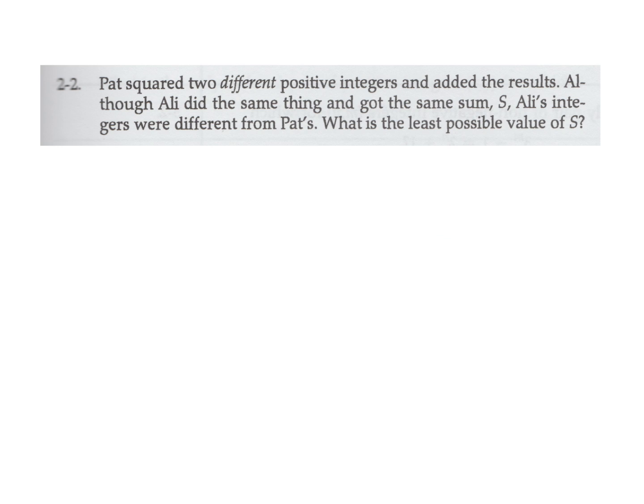Pat squared two different positive integers and added the results. Although Ali did the same thing and got the same sum, Ali's integers were different from Pat's. What is the least possible value of S? Well, basically what they're saying is if you have two perfect squares, let's say m1 squared plus n1 squared, that's all equal to the sum of two different perfect squares. So we have to figure out what this is.